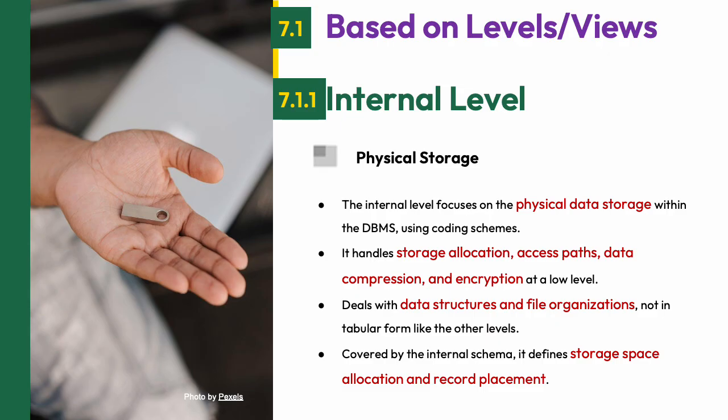So consider a database storing information about books. In the higher levels, conceptual and external, you can see it in tabular form, like a table with columns for book ID, title, author, and price. Meanwhile, for the internal level, the database might use a B-tree index to speed up the searches. And data compression might be used to store the text of the book titles and the authors more efficiently.